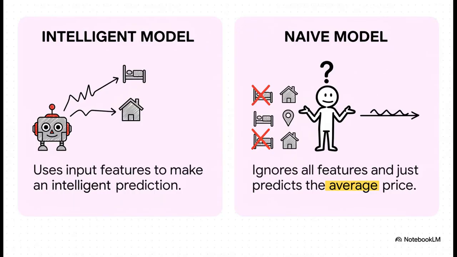So to get that baseline, let's pit our model against the simplest, laziest, most naive model we can possibly imagine. This naive model doesn't care about square footage or location or anything. For every single house, it just guesses the average price of all the houses. It's a pretty low bar to clear, but hey, if our fancy model can't even beat that, we've got bigger problems.